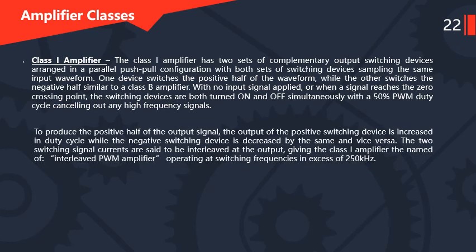To produce the positive half of the output signal, the output of the positive switching device is increased in duty cycle while the negative switching device is decreased by the same amount, and vice versa. The two switching signal currents are said to be interleaved at the output, giving the class I amplifier the name of interleaved PWM amplifier, operating at a switching frequency in excess of 250 kHz.